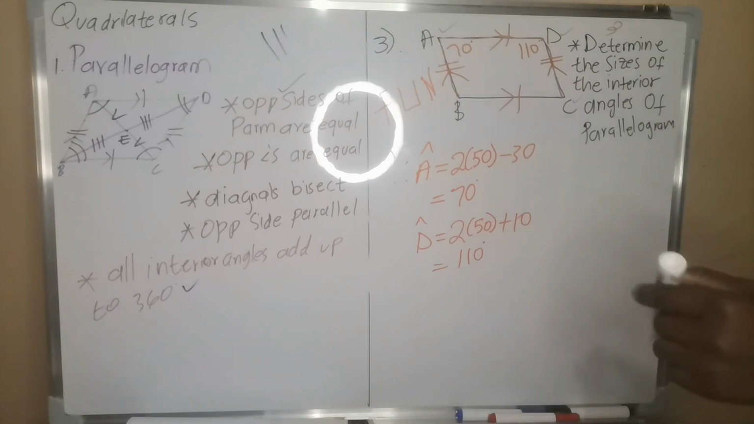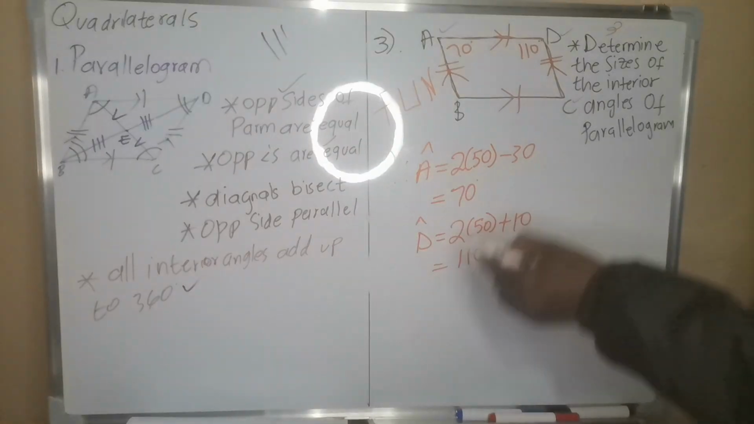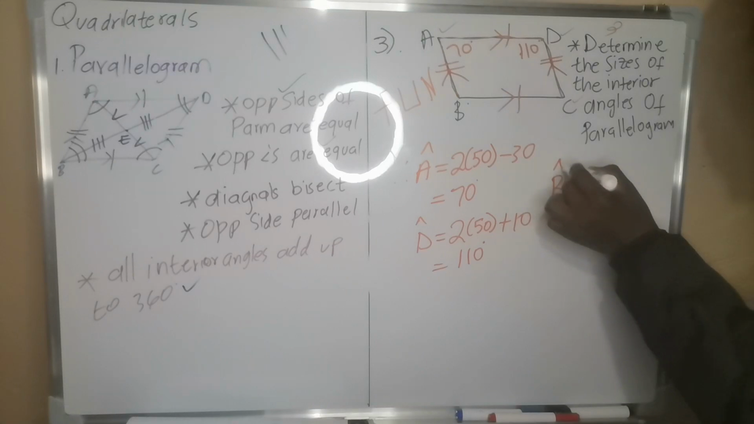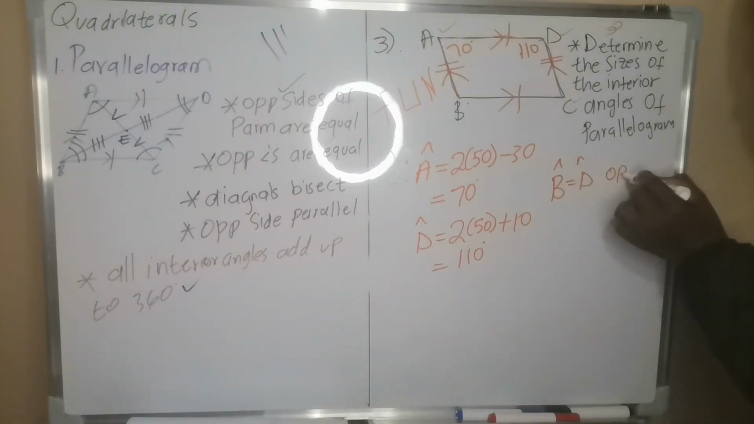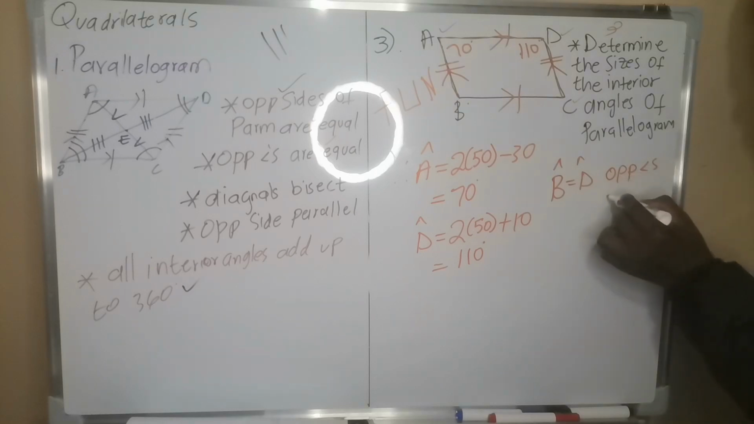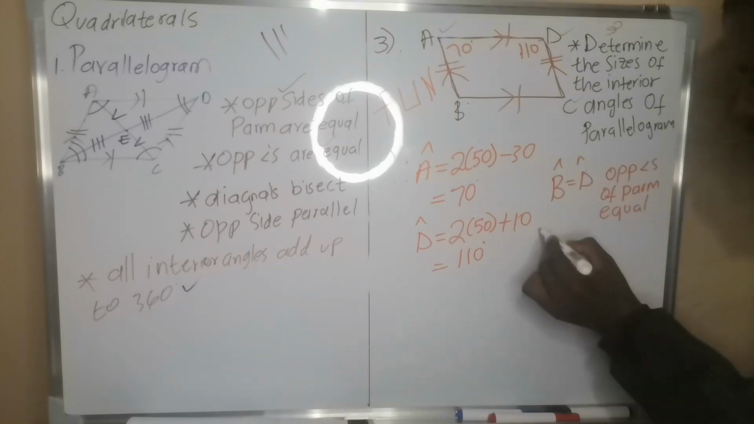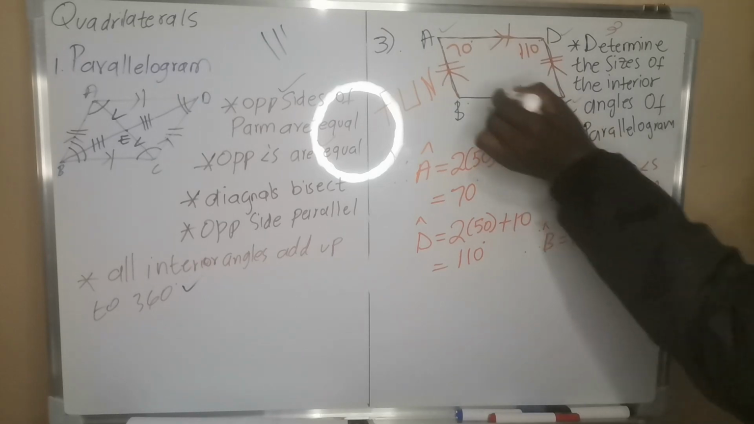I'm done. But I know in a parallelogram, the opposite sides are equal. That means angle B is going to be equal to angle D. Why? Opposite angles of a parallelogram are equal. Therefore, angle B is equal to 110.